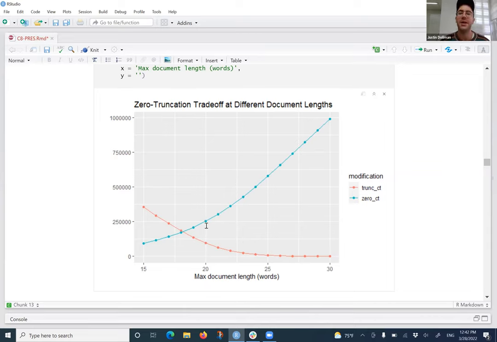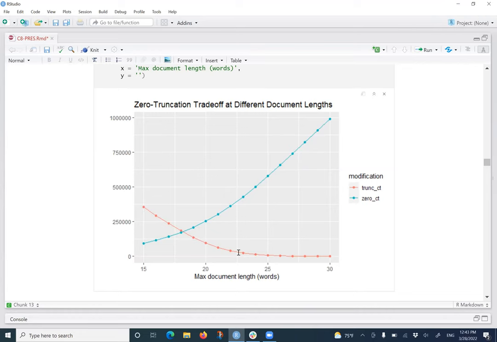I don't know how you want to trade off truncating versus introducing zeros. But one thing you can think about is that between each integer there's a marginal increase. At lower document lengths, the marginal penalty in zero padding has a slower slope, and then it eventually gets to a steady pace. It becomes basically linear once you get to, I guess, 22 and 23. Anyway, I don't have any more.